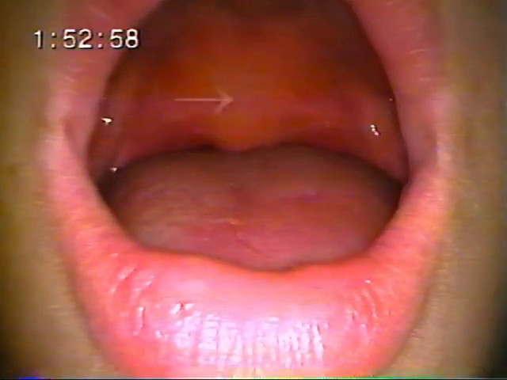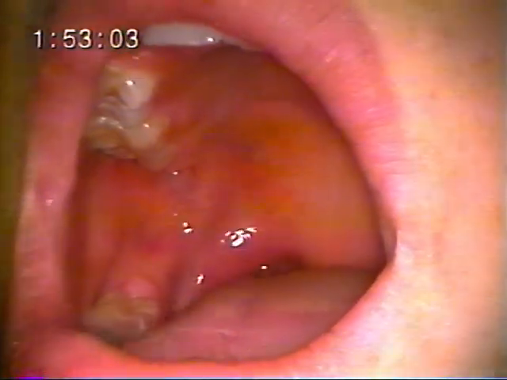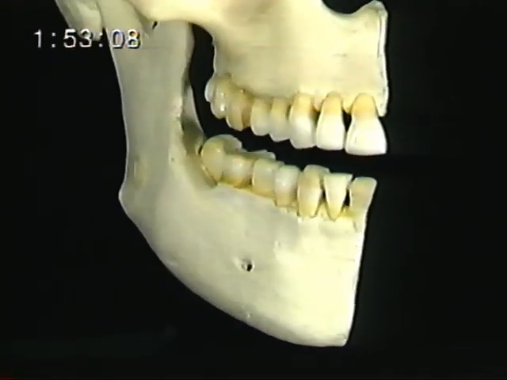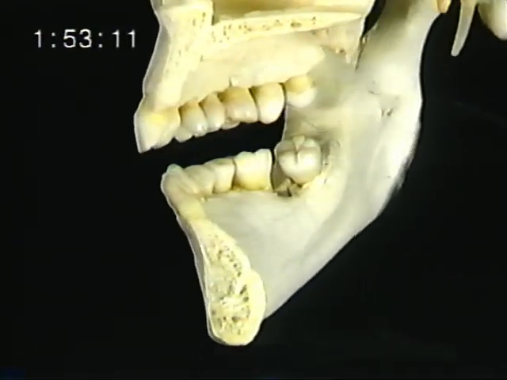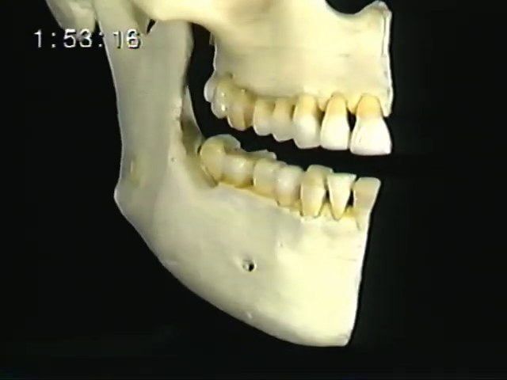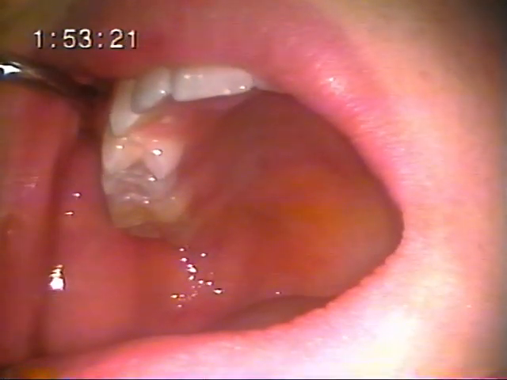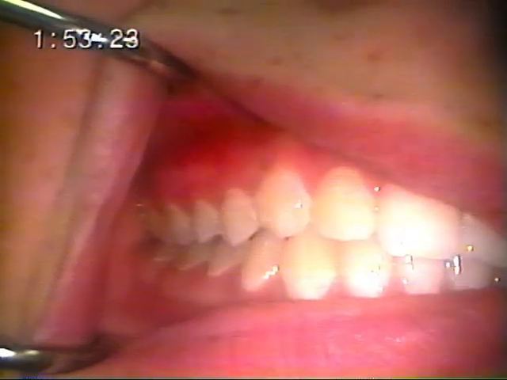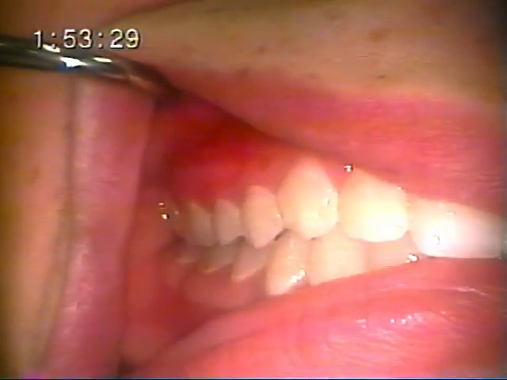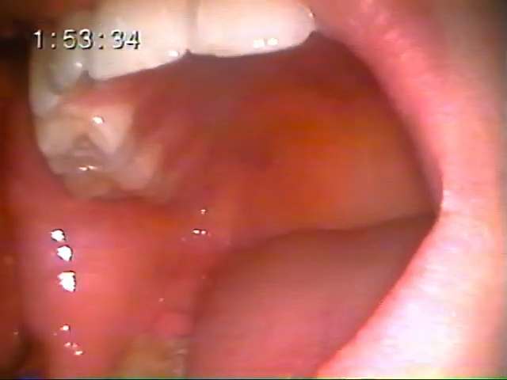Here's the tongue, here's the palate, here's the inner aspect of the alveolar process of the maxilla and of the mandible. The alveolar processes of the maxilla and mandible, together with the upper and lower teeth, project into the oral cavity from above and below. They divide the oral cavity into an inner part and an outer part. The upper and lower gums, or gingivae, are formed by mucous membrane that covers the alveolar processes on the outside and on the inside.